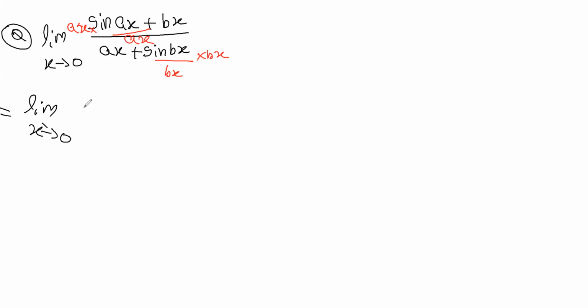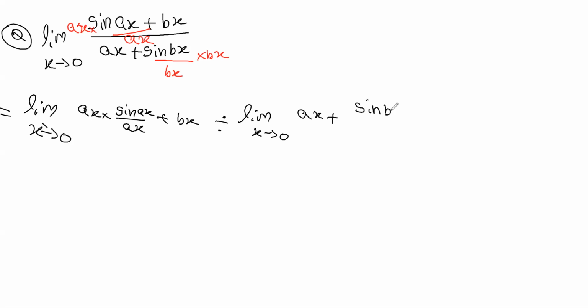So this equals limit x tends to 0 of ax into sine ax by ax plus bx, divided by limit x tends to 0 of ax plus sine bx by bx into bx. Correct?